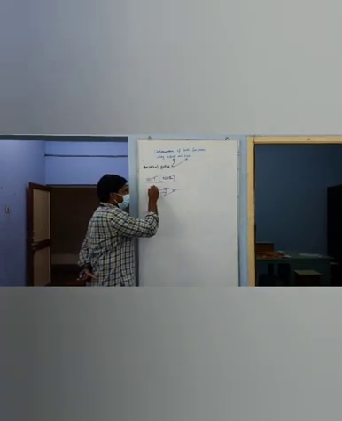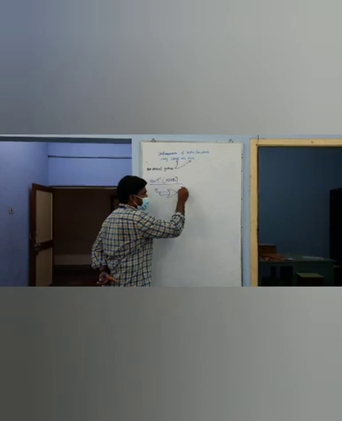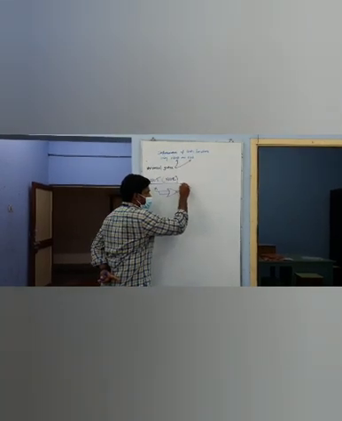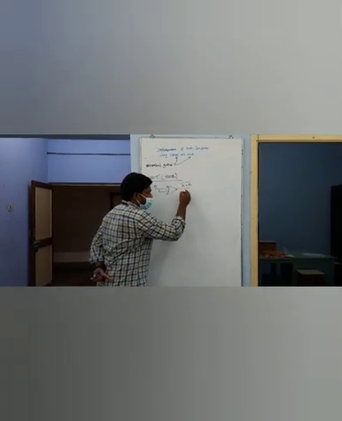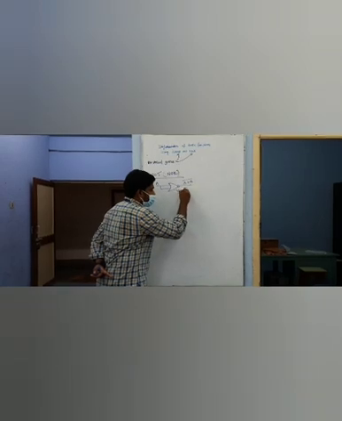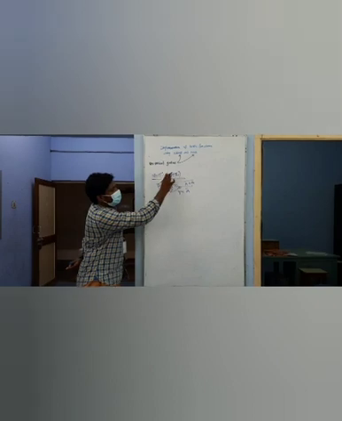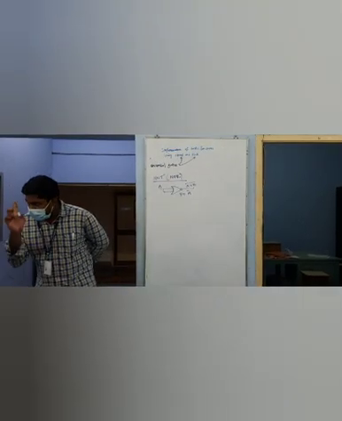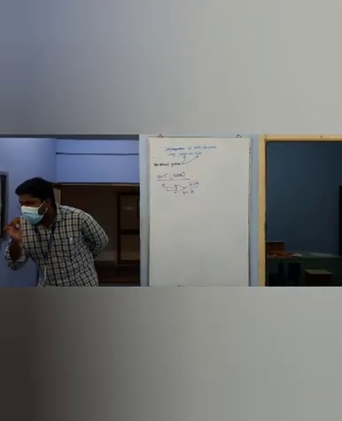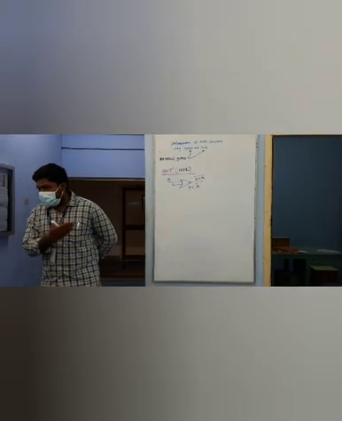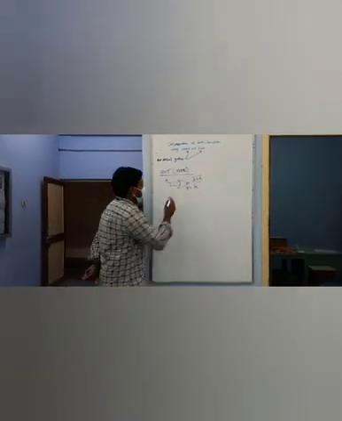So both the input signals I give A. What is the output? A plus A the whole bar. What is A plus A? A. So A bar. So the output is A bar. What is A bar? NOT gate. Now I implemented my NOT gate using my NOR gate. Using a single NOR gate I implemented my NOT gate. Is it clear? Yes or no? Fine.